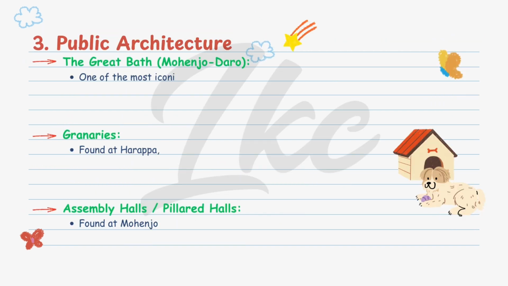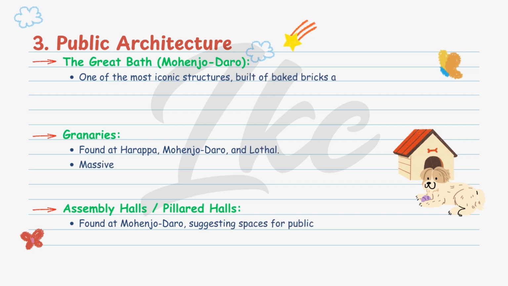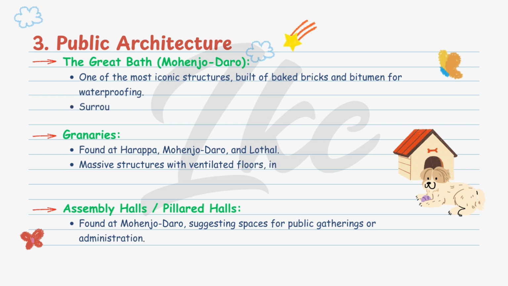3. Public architecture. The Great Bath, Mohenjo-daro. One of the most iconic structures, built of baked bricks and bitumen for waterproofing, surrounded by galleries and changing rooms, likely used for ritual bathing.